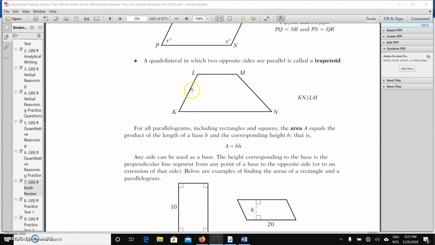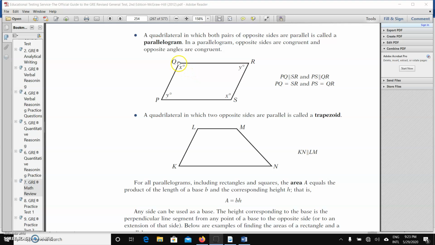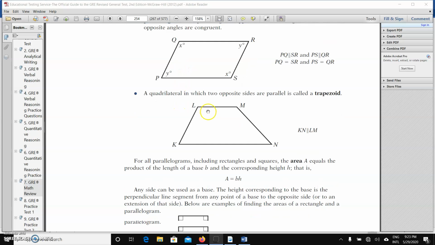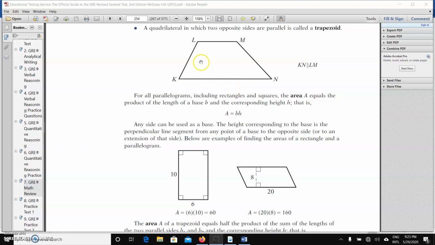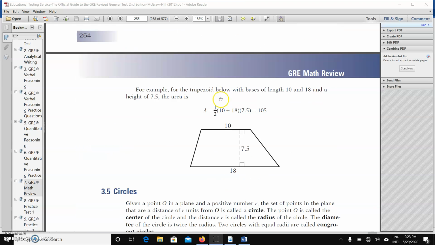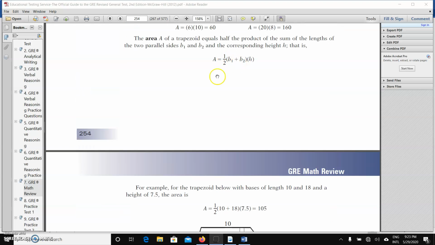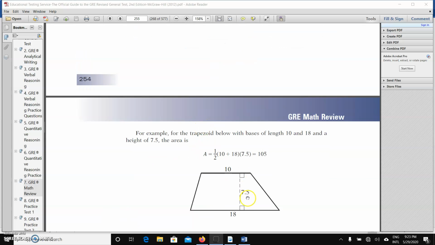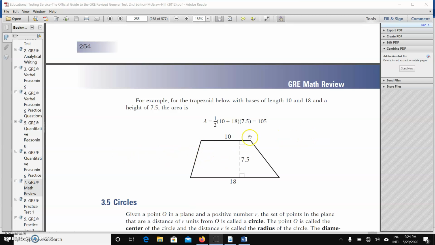This is not the height. LM is not the height. Don't ever mistake that. The height is from here to here. The same thing with the parallelogram. This is not the height. QP is not the height. RS is not the height. The height is going to be drawn from here down like this. So let's go back to our trapezoid. So this is the formula. Let's apply it. Let's say this is the diagram of a trapezoid. It has bases 10 and 18 and a height of 7.5. This is base 10. This is base 18.